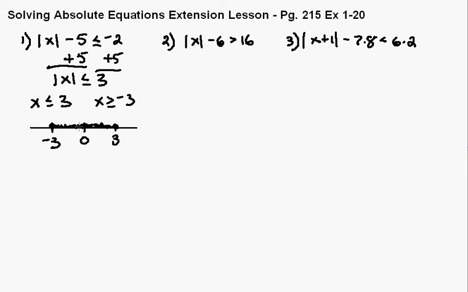X represents all these points. So we have x less than or equal to 3, greater than or equal to negative 3, and this is called a conjunction.